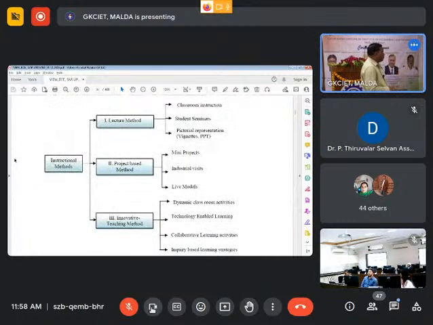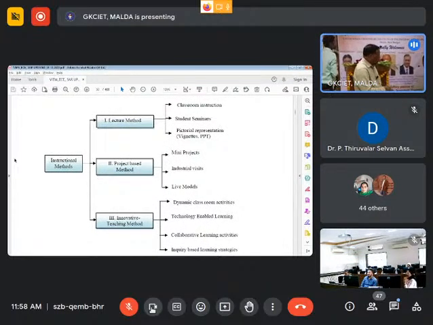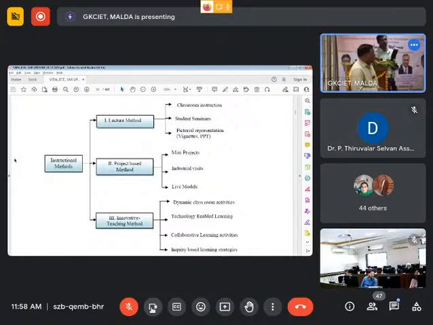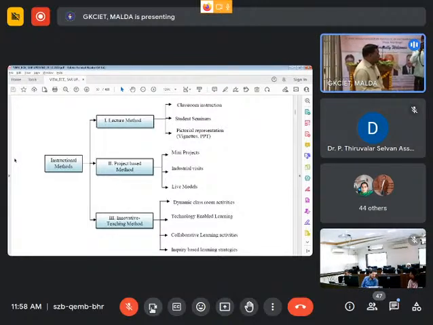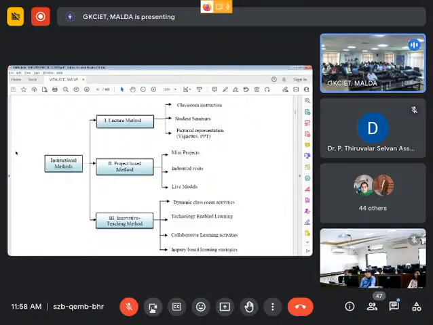Okay, hold on. The instructional method is also explained here. Lecture method is classroom instruction, student seminar, and pictorial representation through PPT. Then when it goes to the project, mini project, industrial visit, live model. And innovative teaching methods: dynamic classroom activities, technology-enabled learning, collaborative learning, and inquiry based learning.